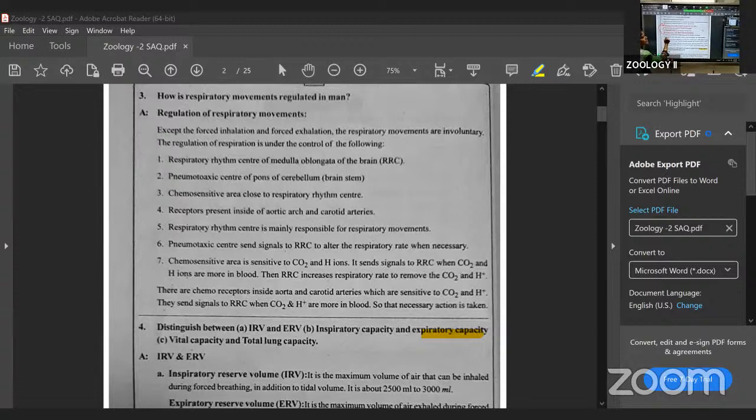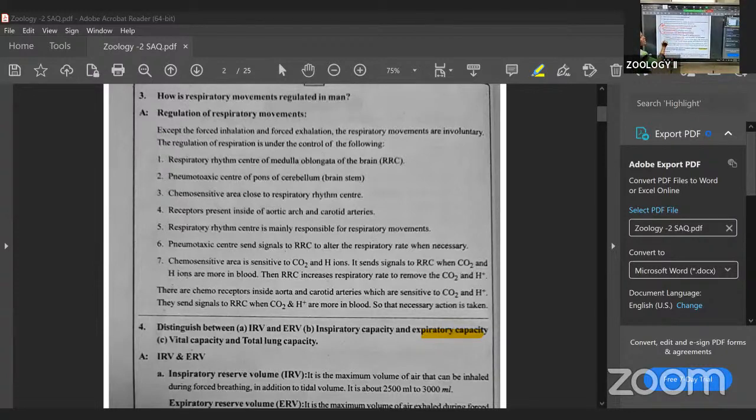The respiratory rhythm center is mainly responsible for the respiratory movements. The pneumotaxic center sends signals to the RRC. Altering the respiratory rate, meaning the slowing down, decrease or increase of the respiratory movements, is mainly controlled by this. The pneumotaxic center sends the signals to the RRC for the necessary actions.